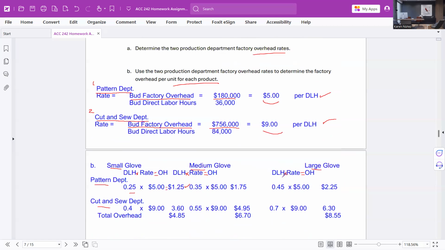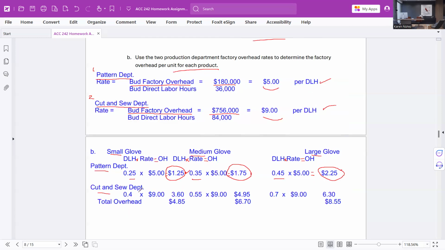That's all we're doing is we're taking the activity 0.25, 0.35, and 0.45 times our rate. It gives us the cost, right? So we're saying it's $1.25 in overhead, it's $1.75 in overhead, and it's $2.25 in overhead. All it is the activity times the rate. And we do that for the pattern department for small gloves, medium gloves, and large gloves.